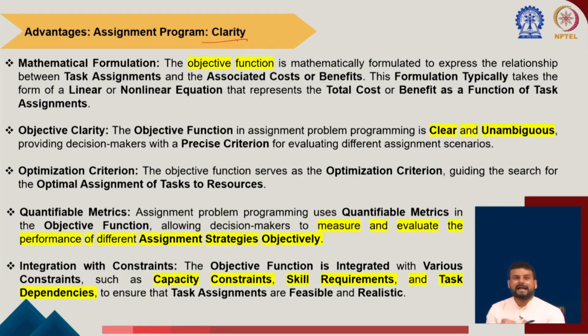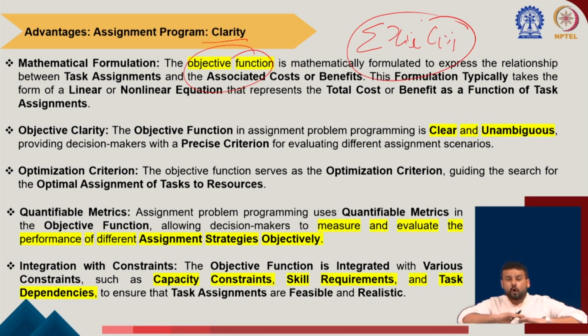Clarity. Having said that, the mathematical formulation, the objective function we have already defined is xij, cij, right? We need to minimize this function. So we are including all the associated costs. So this is a clear objective we are having, a very precise criterion in terms of the constraints, in terms of the evaluation we are making, the decision making we are doing based on this particular equation, right? So optimization criteria, obviously we know that we are optimizing the time, minimizing the cost, or maximizing the profit, right?